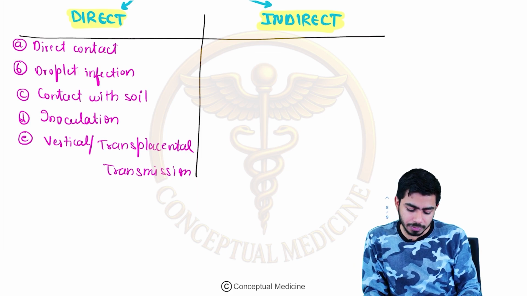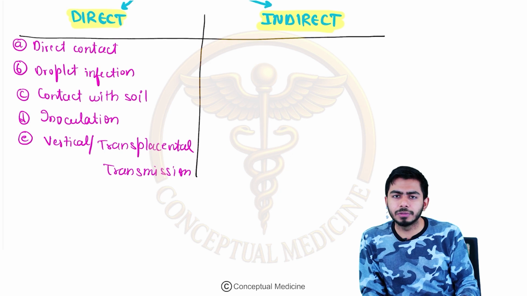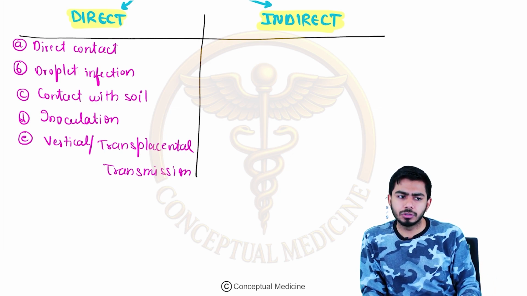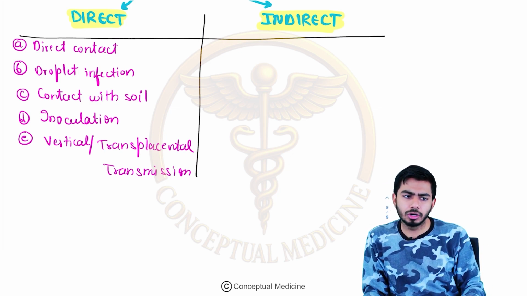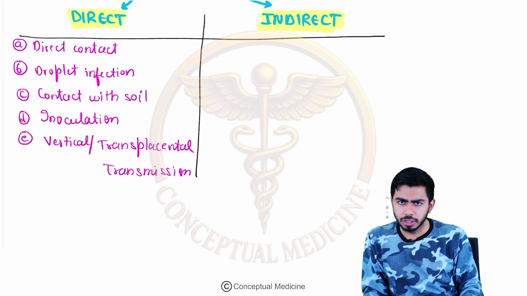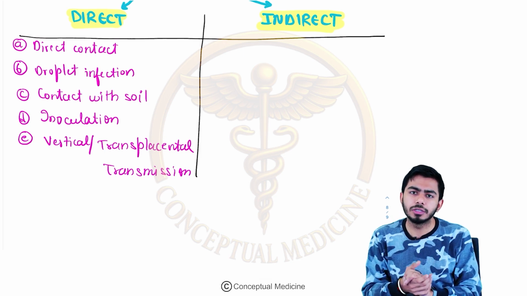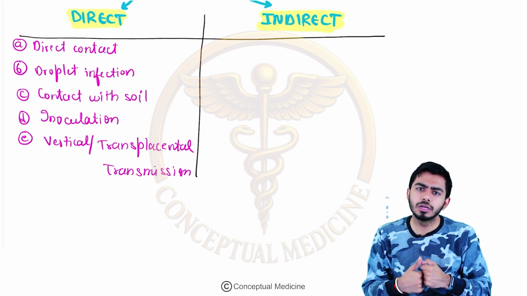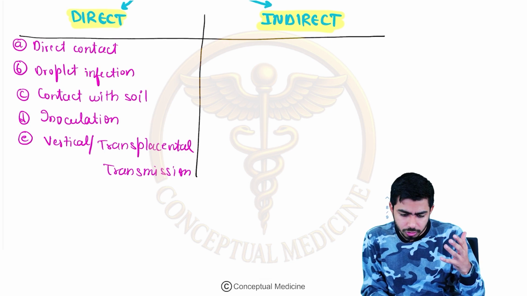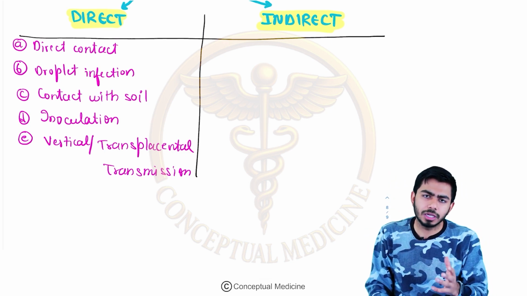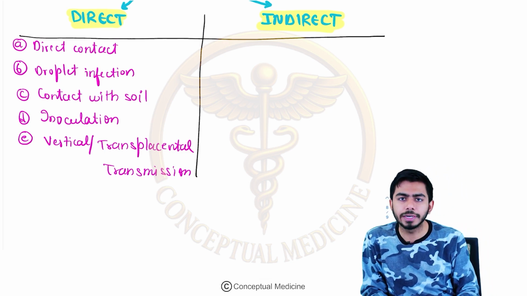Coming to the next example, guys, that is contact with soil. For an example, you are doing planting, or working in the soil basically. So from the soil you might get some infection. For an example, anthrax, tetanus. These are the infections which can come from contact with the soil. So these kinds of examples can be considered under this soil contact case.